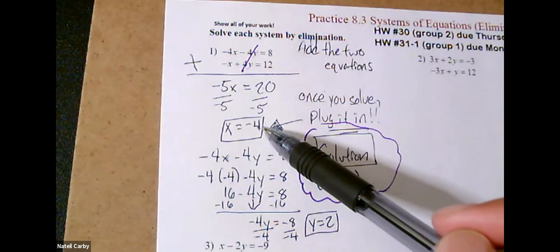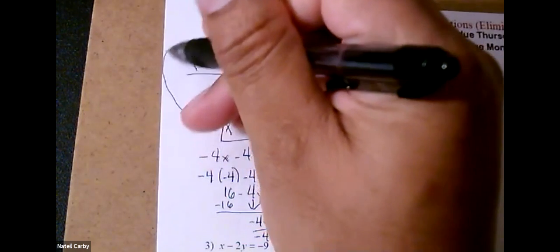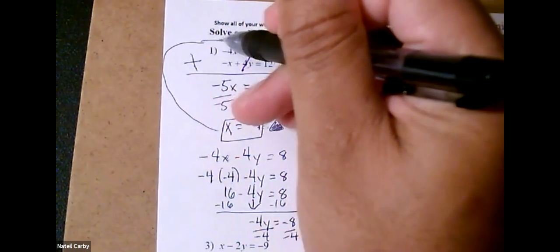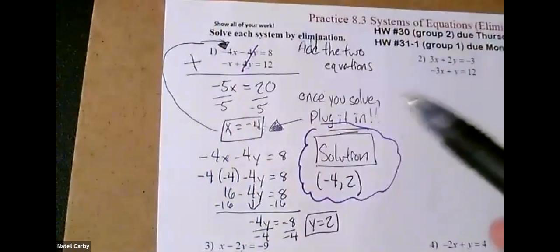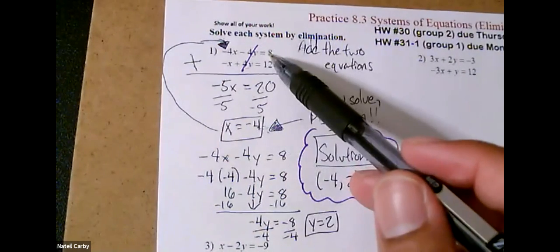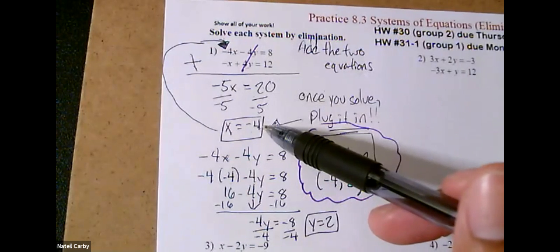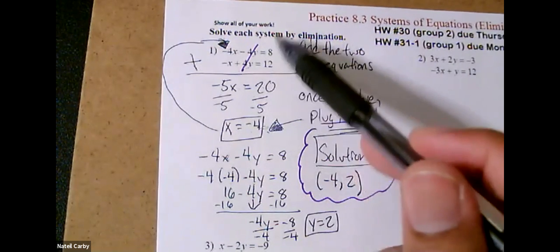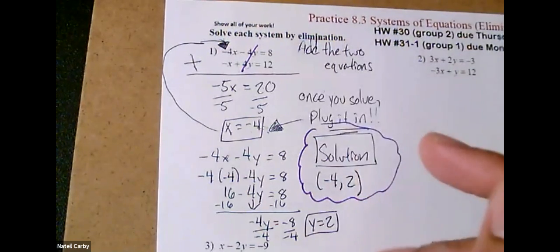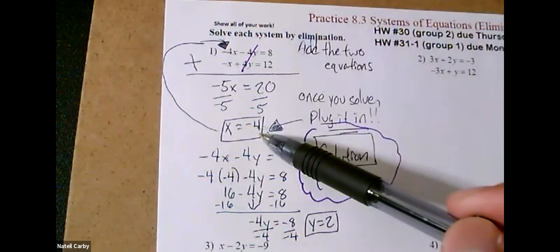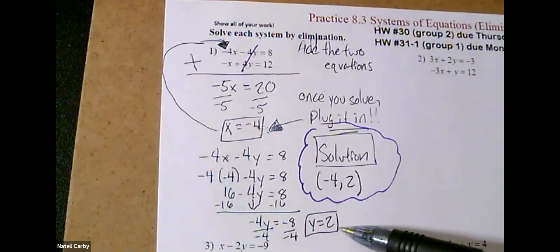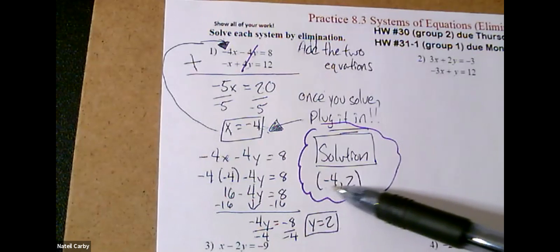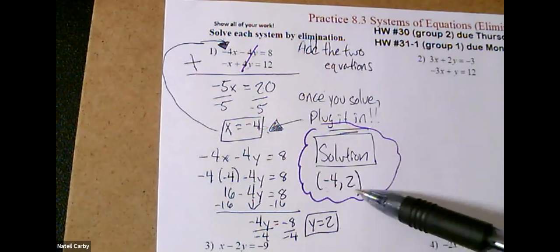Once you solve for one of the variables, you need to plug it into one of the original equations. I always put it in the first one. I'm a creature of habit. But it could work if you plug it into the second one as well. So once you solve for the variable, you plug it in one of the original equations to solve for the other variable, and then your solution, remember, is an ordered pair where you write the x value first, y value second.